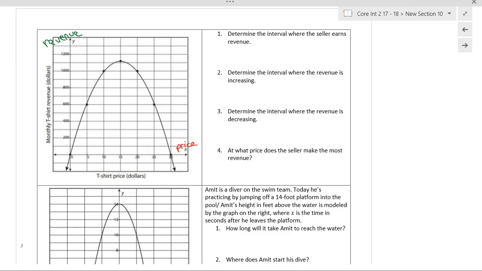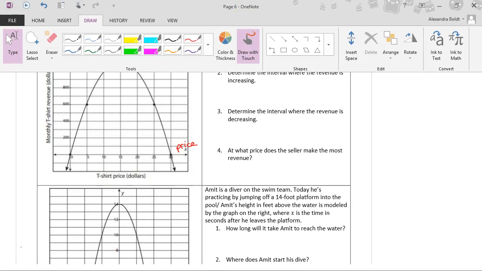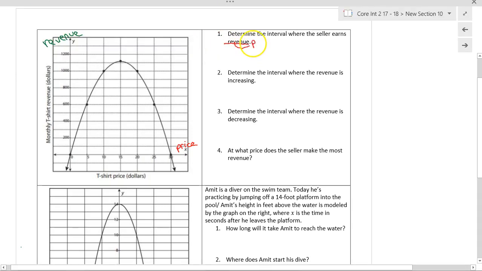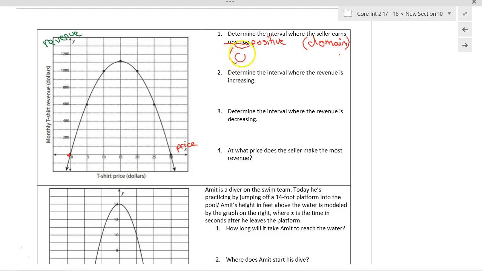So determine the interval where the seller earns revenue. I only am earning something if I have positive numbers. And this is really representing the domain, or the interval where I earn money. If you notice, I start earning money right around here. I'm not earning money at 0, but at like 1 penny I do. So we just say it starts at 0, but it's not really including 0.